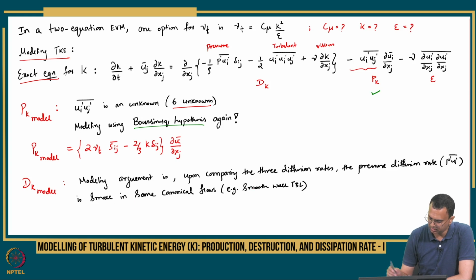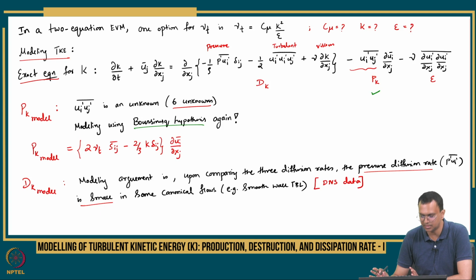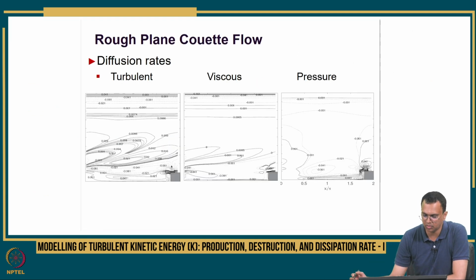Upon comparing this, the information is coming from the DNS data. From the budgets that I discussed once, we look at all the terms and see which is big and small in a particular flow. So this particular term is small, and therefore, for modeling sake, we are omitting that term. At least in this kind of flows it is omitted, but omitting it is, what to say, if you take any general purpose flow, because the models are used for all kinds of flows, we will see that this is not a small term. I can show you the data, for example, here. This is from our own in-house DNS data of the same turbulent plane Couette flow that you are used to seeing in the data that I am showing.